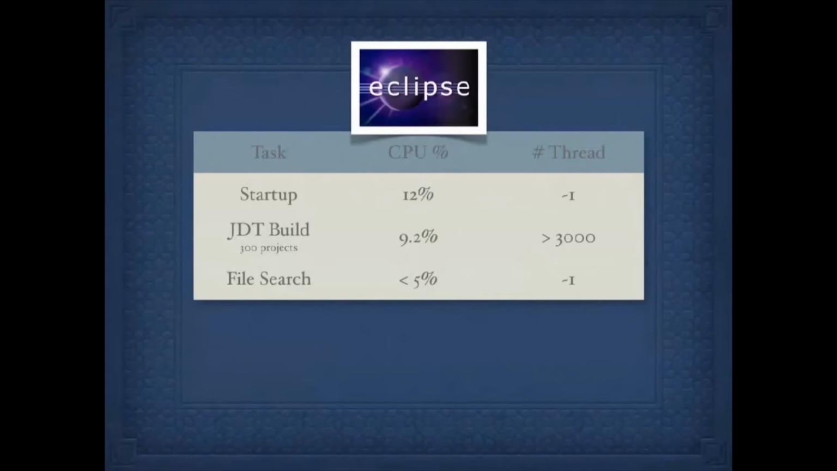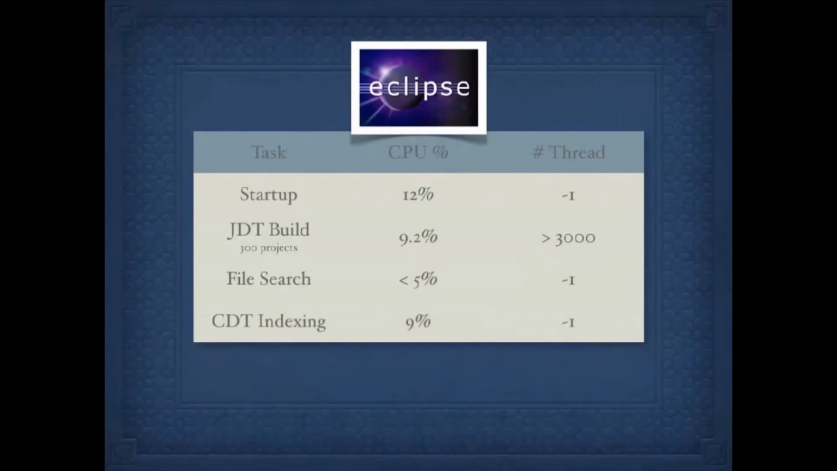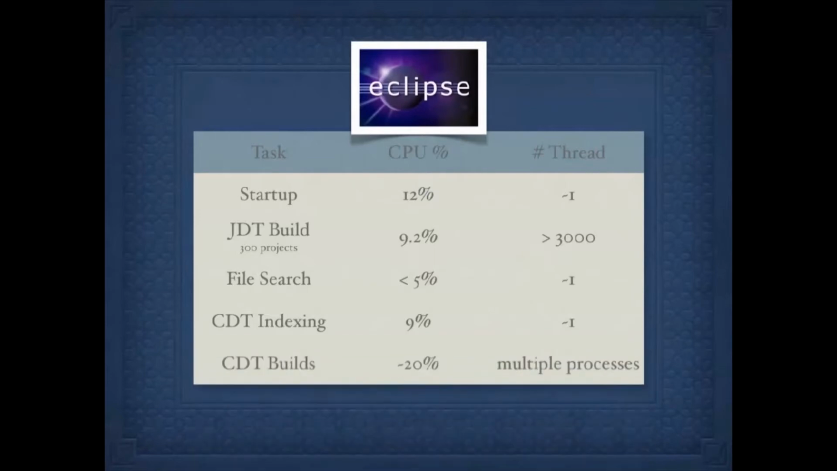CDT indexing also never exceeds more than 10% CPU usage and uses a single thread. And finally, CDT build is the only task that utilizes more than a single core, and this is because it calls either make.exe as an external process, which then handles the parallelization, or spawns off different processes for the compiler. In either case, it escapes Eclipse concurrency constraints by using external processes.